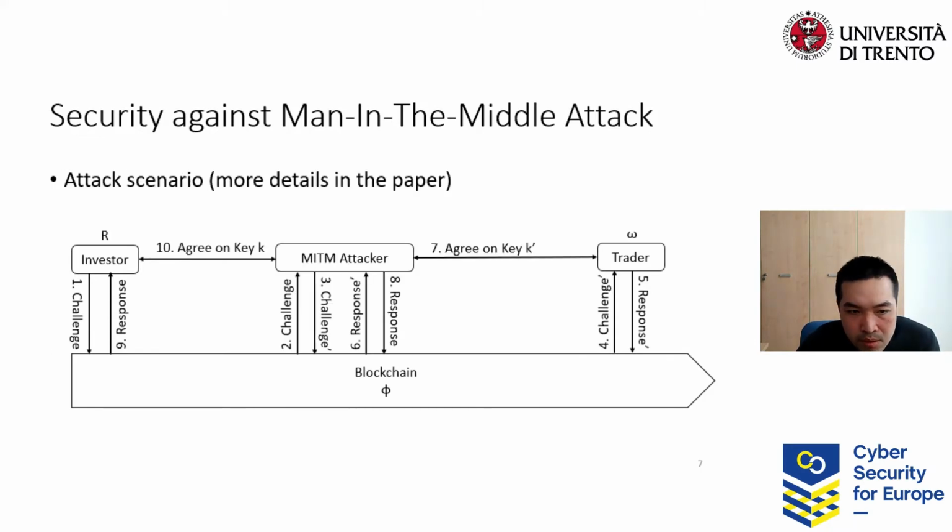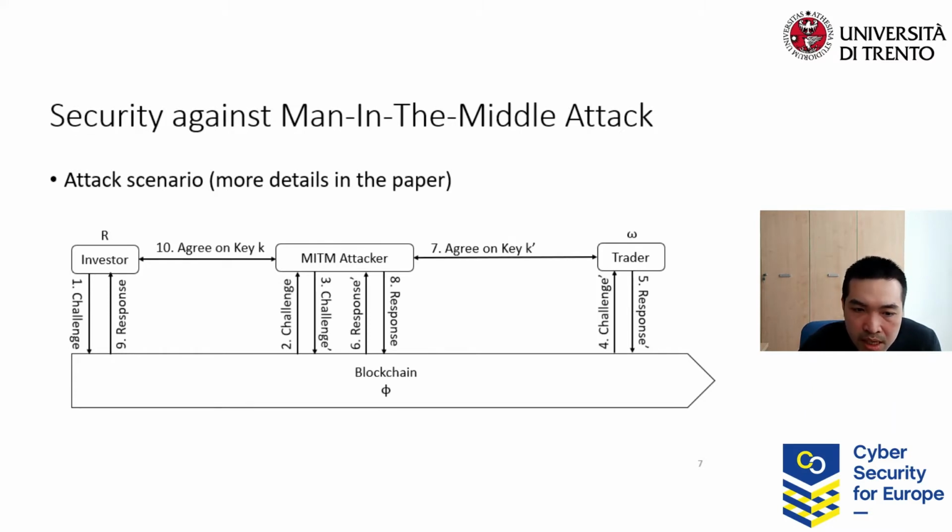In the attack scenario, the investor first generates the challenge for relation R as before. The attacker now generates challenge prime also for the same relation R. Then the attacker in some way sends the challenge prime to the traders. Now a suitable trader generates a valid response prime for the relation R using the challenge prime and returns it to the attacker. The attacker now in some way extracts a valid response for the relation R from the response prime received from the suitable trader. The attacker then sends the valid response back to the investor.